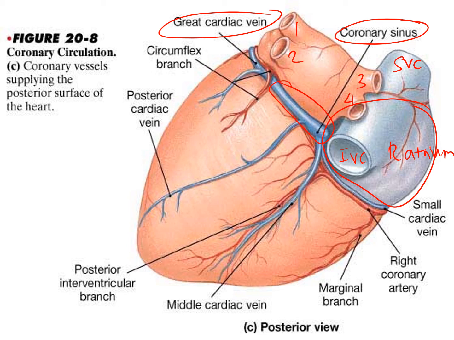So coronary sinus is just a big vessel. It carries deoxygenated blood from coronary circulation back into the right atrium.